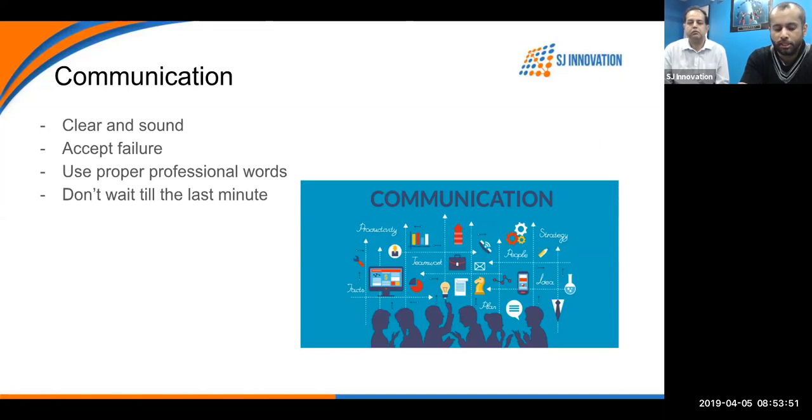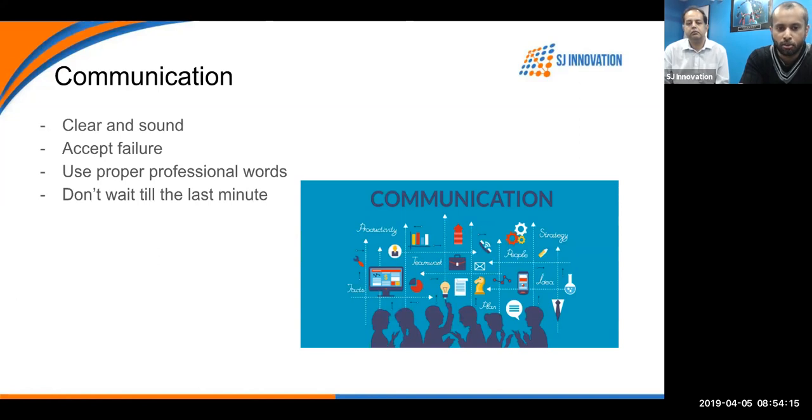The second point is accept failure. In web development, you cannot be 100% successful all the time, right? So you need to accept that there are times when you can get sick and not deliver something. You may have some emergency, or you might be stuck with some module you're working on, or some functionality or some design that you're making. You have to accept this, right?